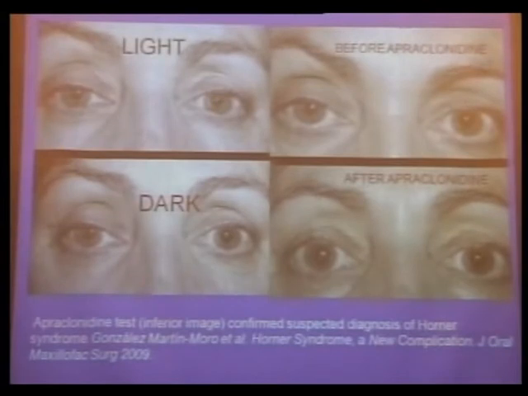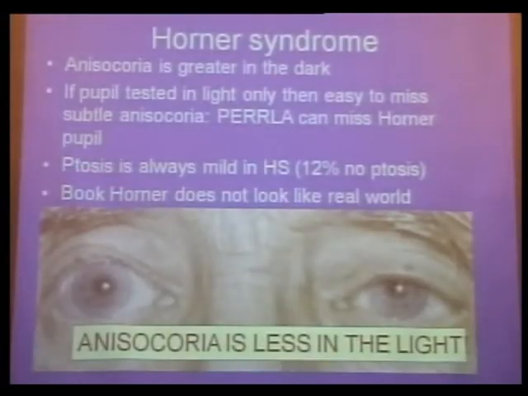So the important thing is, apraclonidine has supplanted cocaine topically in my practice for the diagnosis and differentiation of Horner syndrome from physiologic anisocoria, and you need to check the pupil in both the light and the dark to detect Horner syndrome. The Horner syndrome is subtle.